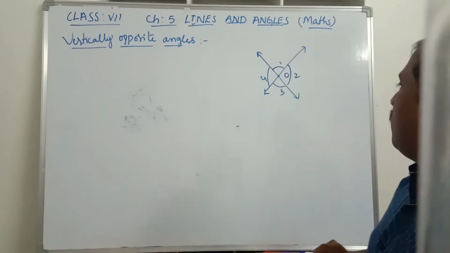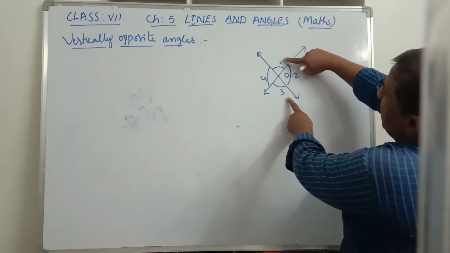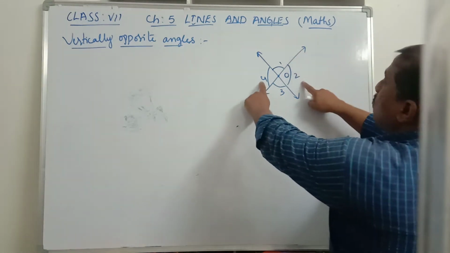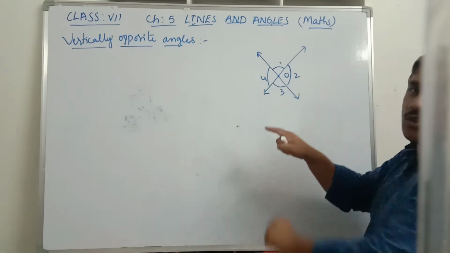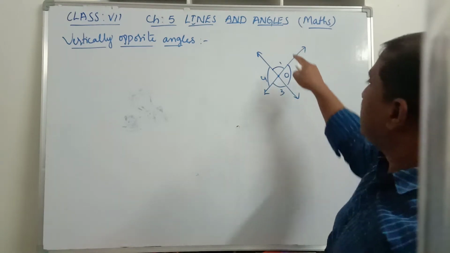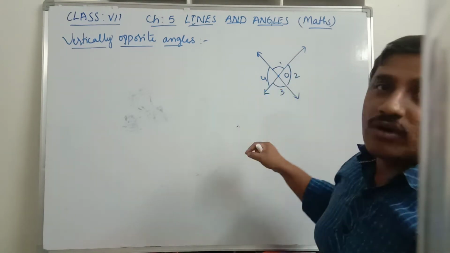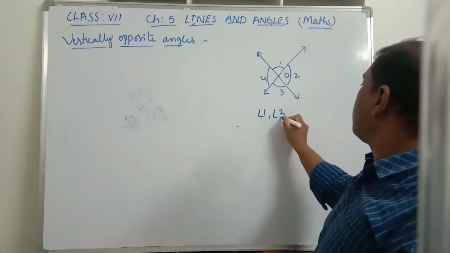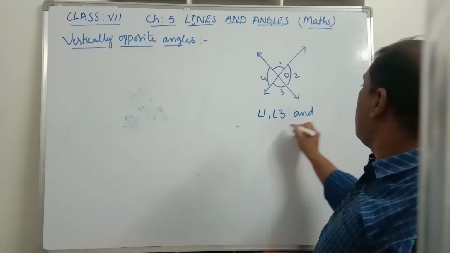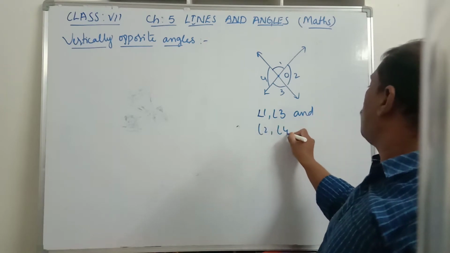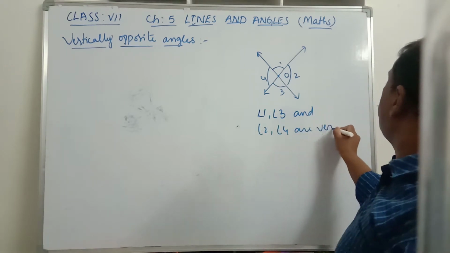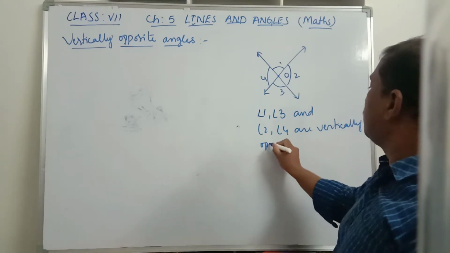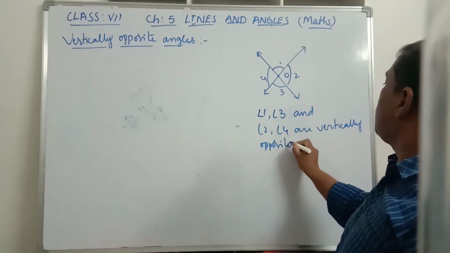Four angles are formed. Now if you observe here, angle 1 and angle 3 are opposite to each other. Angle 2 and angle 4 are opposite to each other. Such angles, that is 1 and 3, 2 and 4, are vertically opposite angles. That is, angle 1, angle 3 and angle 2, angle 4 are vertically opposite angles.